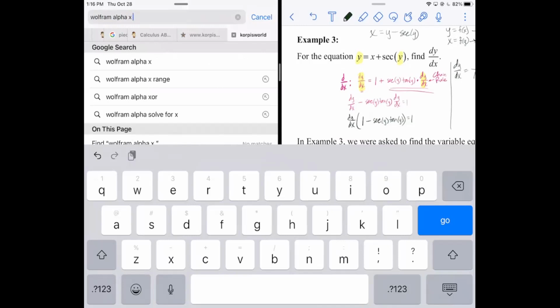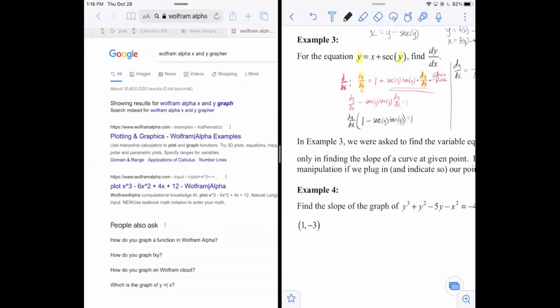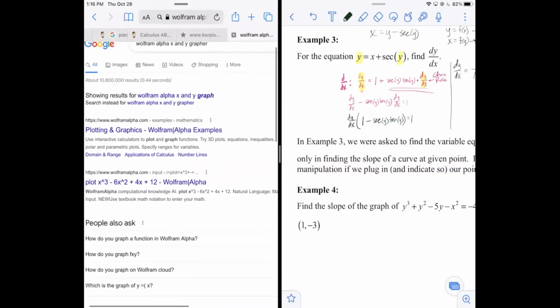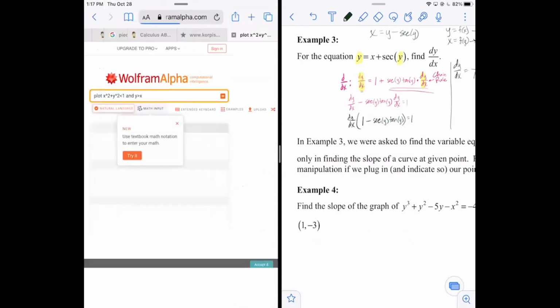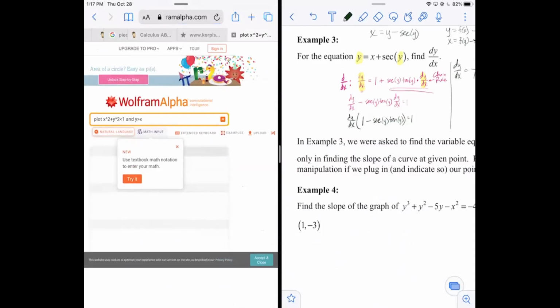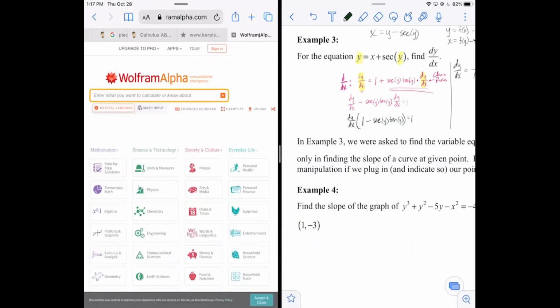Yeah, X and Y grapher. I don't know how to say it. Grapher. Yeah, we can do split screen now. Thanks. Plotting and graphics examples. Let's see. Graph of function, plotting functions and graph. Plot. There we go. Okay, so here's the plot, right? So I'm over here. I'm going to come in here. I want us to still plot. Whoa, get back over there.